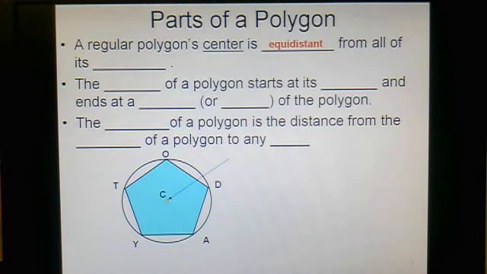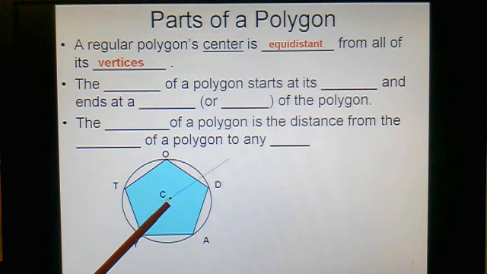So, talk about where the polygon center is. It's equidistant from all of its blank. Now, as you try to fill this in, you might say it's equidistant from each of the vertices of the polygon. You might also say it's equidistant from the sides. Either one of those words would make sense here. In terms of the definitions, I'm going to talk about this being equidistant from the vertices.